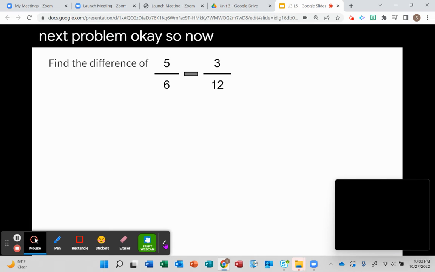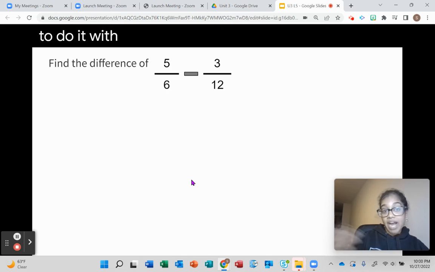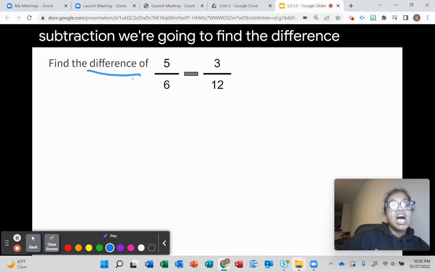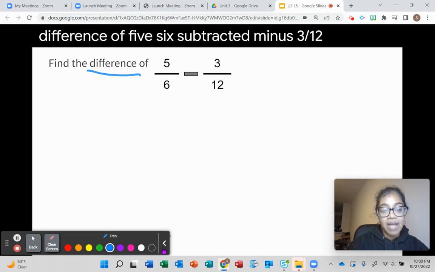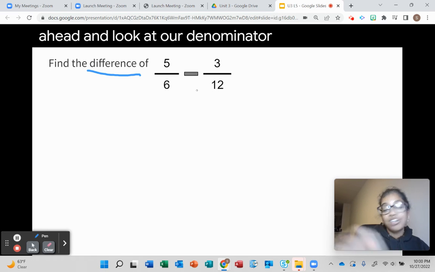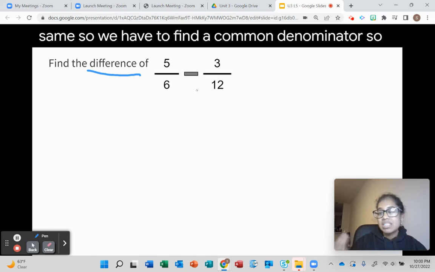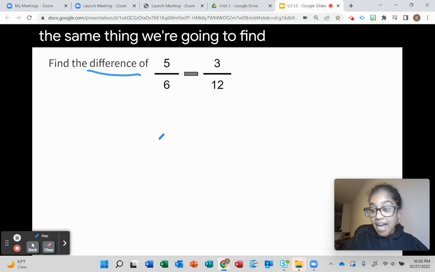Okay, so now we're going to do the same thing, but this time with subtraction. We're going to find the difference of 5/6 minus 3/12. Okay, so we're going to look at our denominators. They're not the same, so we have to find a common denominator so they can be the same. Let's do the same thing. We're going to find multiples.